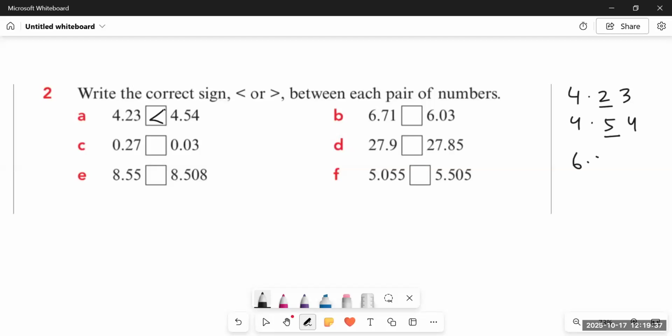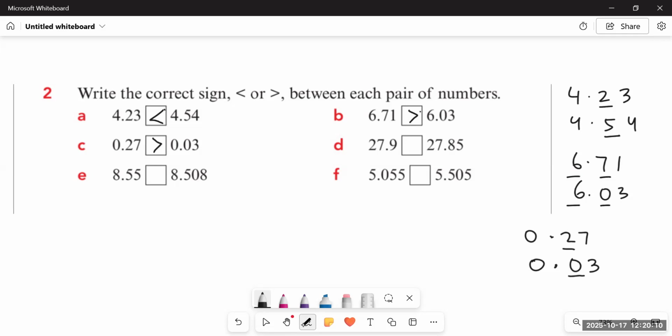Then 6.71 and 6.03. 6 and 6 are same, so we'll compare 7 and 0. 0 is smaller, so 6.71 is greater. Then 0.27 and 0.03. Don't get confused that here it is 27 and here it's 3, so 3 would be greater. No, it would be smaller, not because here it has only 2 digits, but because we will compare the first decimal place, which is 2 and 0. So 2 would be greater.